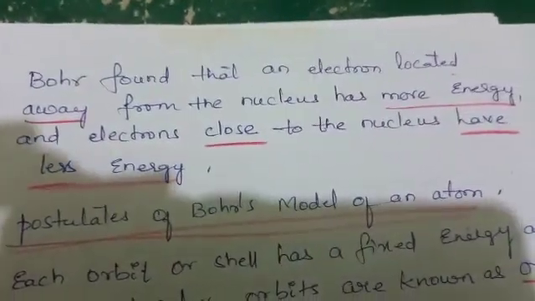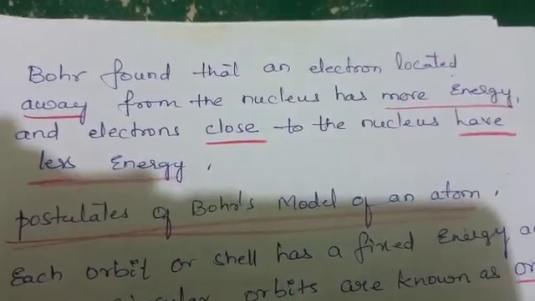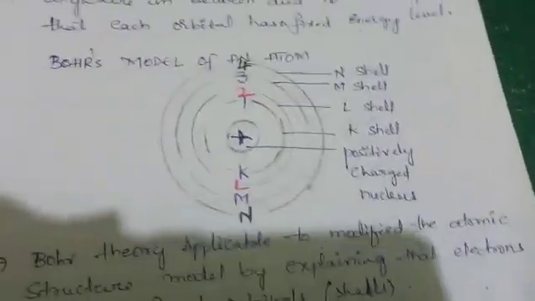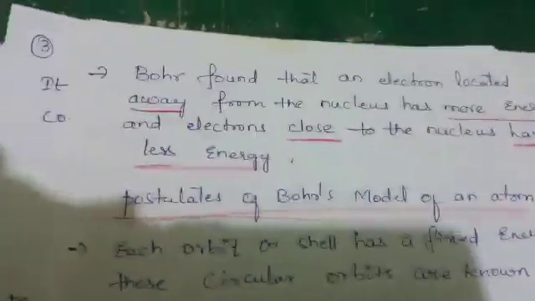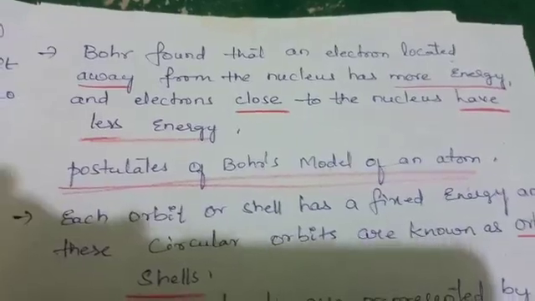Bohr found that an electron located away from the nucleus has more energy, and an electron close to the nucleus has less energy. So electrons located nearer to the nucleus have more energy, whereas the electrons away from the nucleus have less energy.